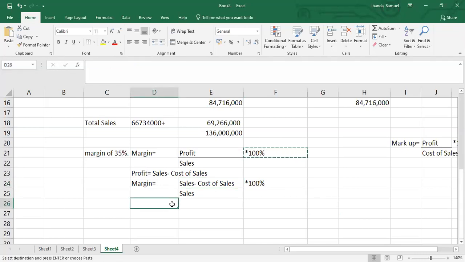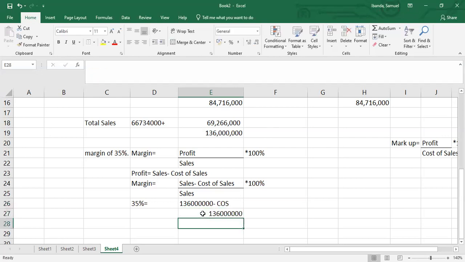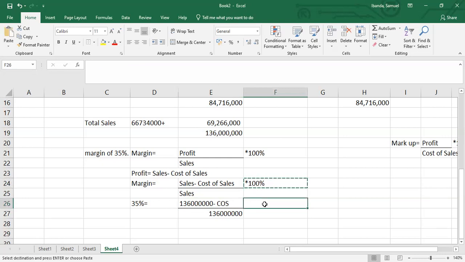Now, in this question, I have my margin, so I have 35%. And this 35%, they're telling me, is equal to sales minus cost of sales over sales. My sales, I got 136 million. I'm now replacing the figures: 136 million minus my cost of sales. I don't know my cost of sales, so I'll just denote it by cost, divided by 136 million, times my 100%. Mathematicians, I know, are following.